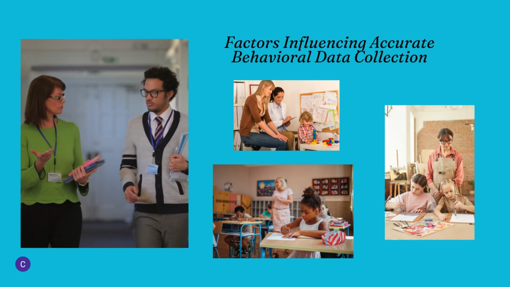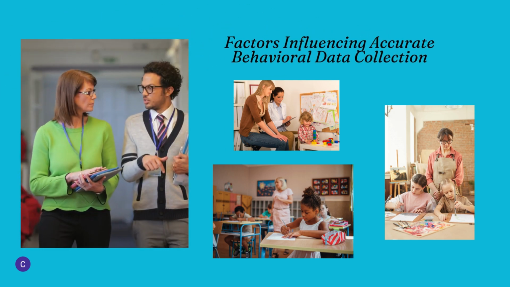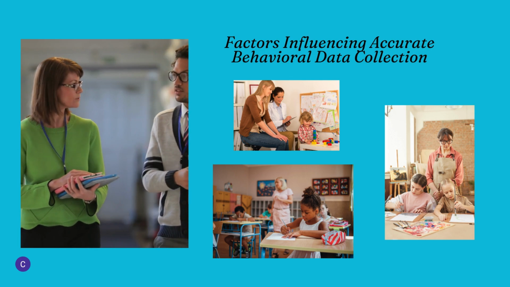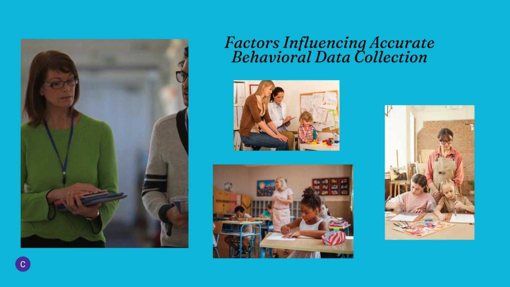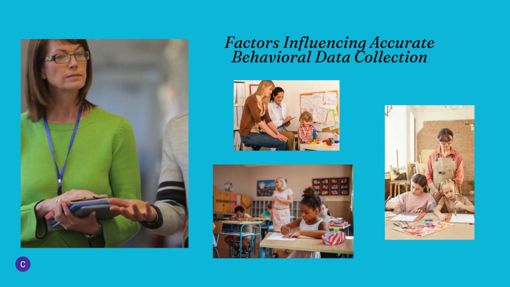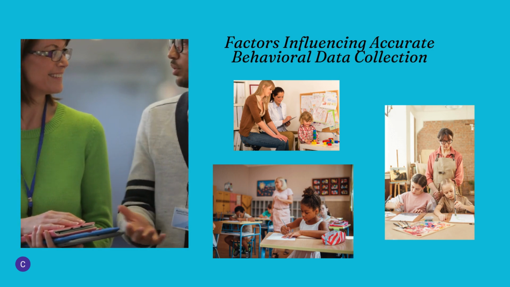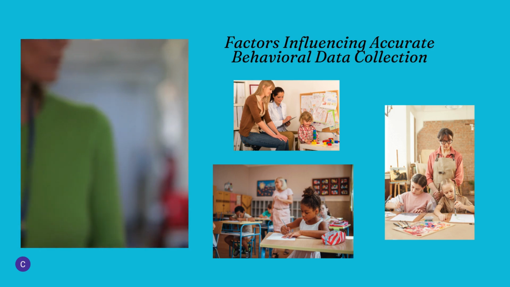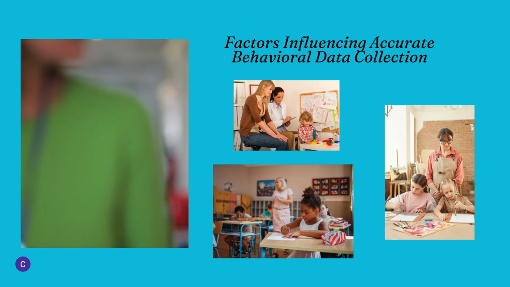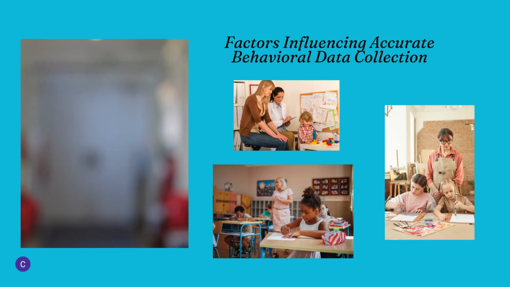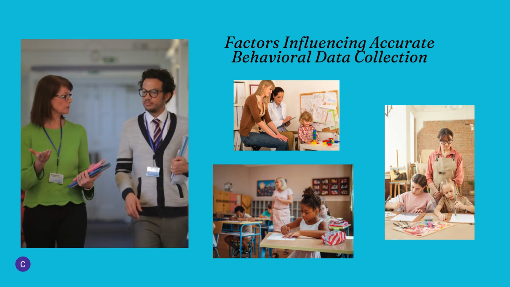To collect accurate behavioral data, three key factors must be considered: observer bias, environmental influences, and the frequency and duration of observations. First, observer bias can affect data accuracy. Teachers may unintentionally focus on behaviors that confirm their assumptions, overlooking others. To minimize bias, it is essential to remain objective and use clear criteria for specific behaviors supported by consistent training.